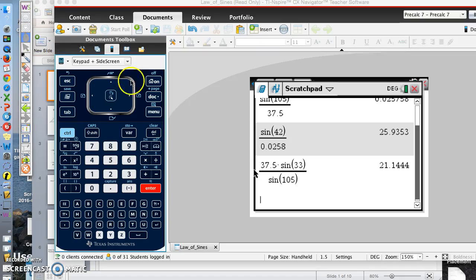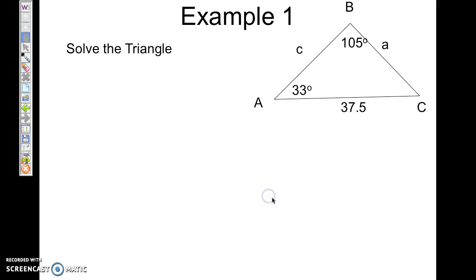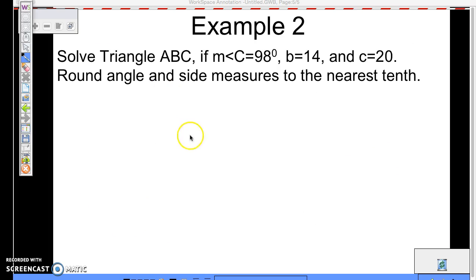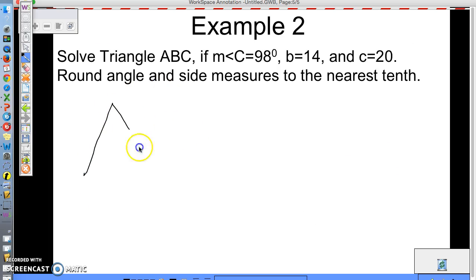So the next one we're going to look at, we're going to be using the law of sines again, and we're asked to solve this triangle. So we need to draw it out. We have A, B, and C. C is 98 degrees, b is 14, and c is 20. Well, we have C here is where we know our angle and side.